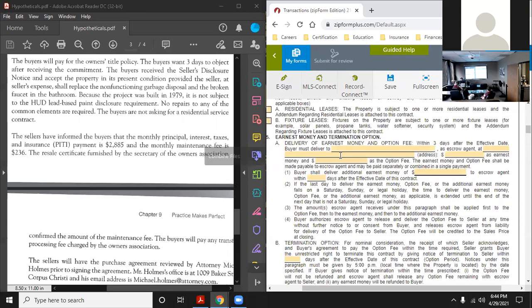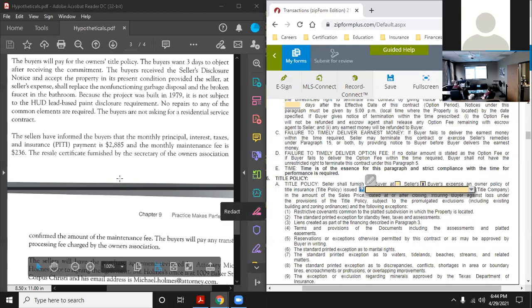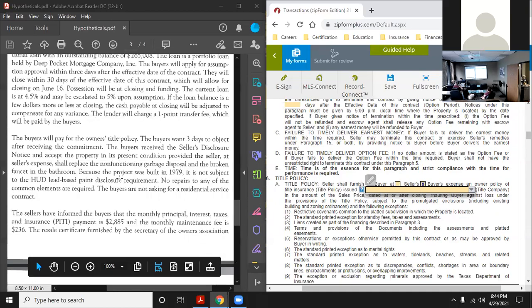The buyers will pay the owner's title policy. That's very kind of them because that is usually not how that happens. Usually it's just 90% of the time the seller pays for it. Let's see. Does it have where they're getting title policy from? Not yet. I guess we'll move on.